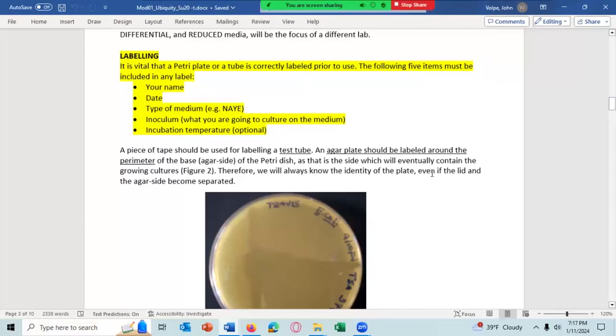To label on a tube, you need to write on a piece of tape and then attach the tape to the tube. On the plate, you write on the bottom of the plate. And there's a reason for writing on the bottom. And that is if the bottom and the top get separated, the cells will be on the bottom of the plate. And so you write on the bottom of the plate to make sure you know what's in the plate.